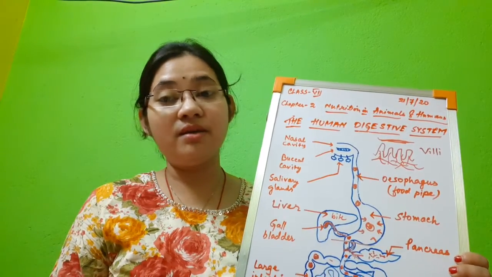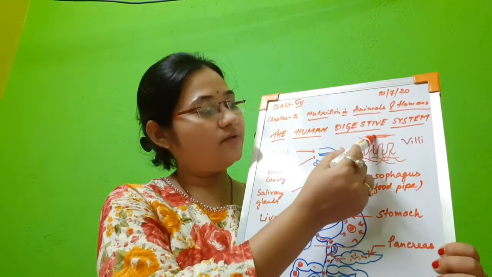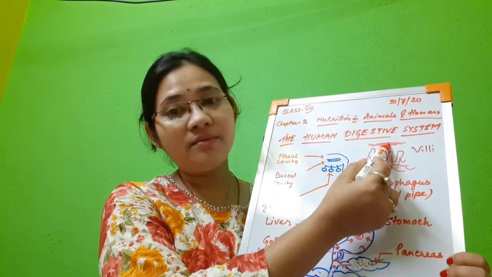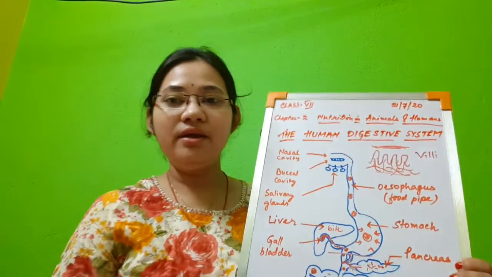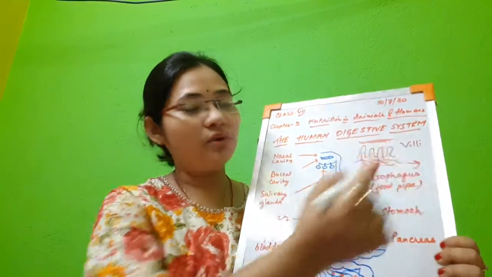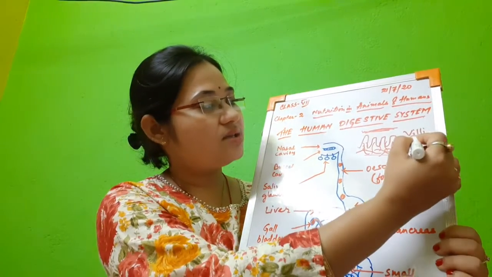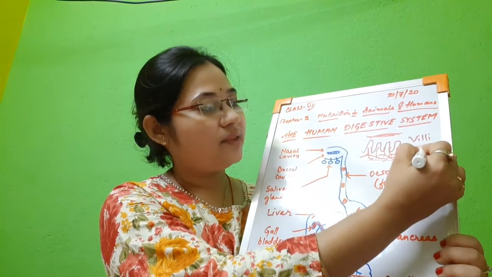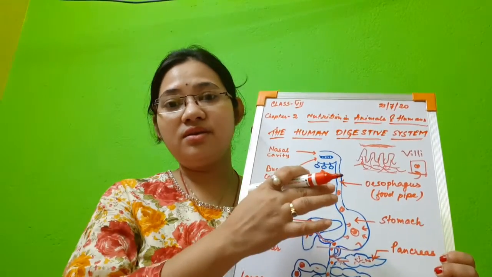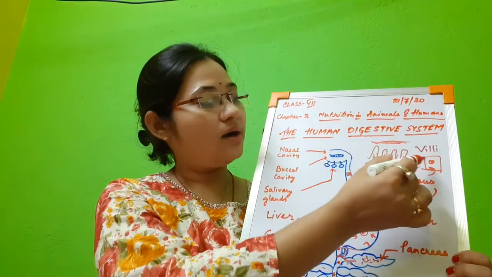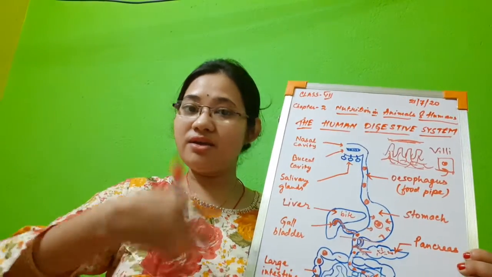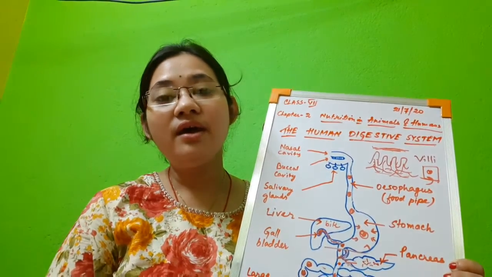If you remember, what is absorption? When the digested food is transported from the small intestine or the alimentary canal to the blood, that process is called absorption. And then this blood is carried to the body tissues, the cells. That process is called assimilation, where these nutrients are utilized and then they produce energy. So from food we get energy. That process is called assimilation.